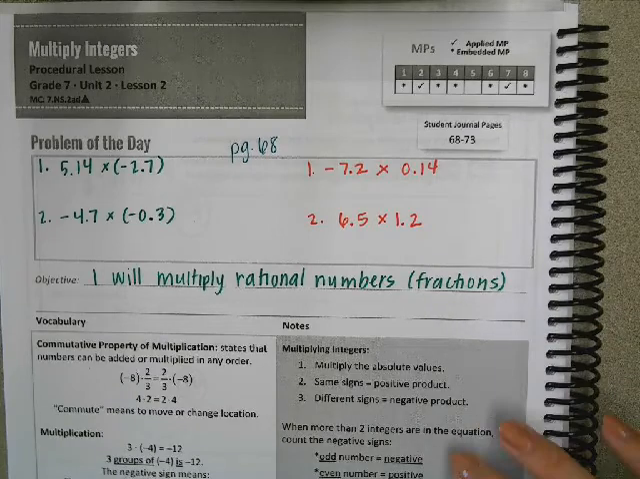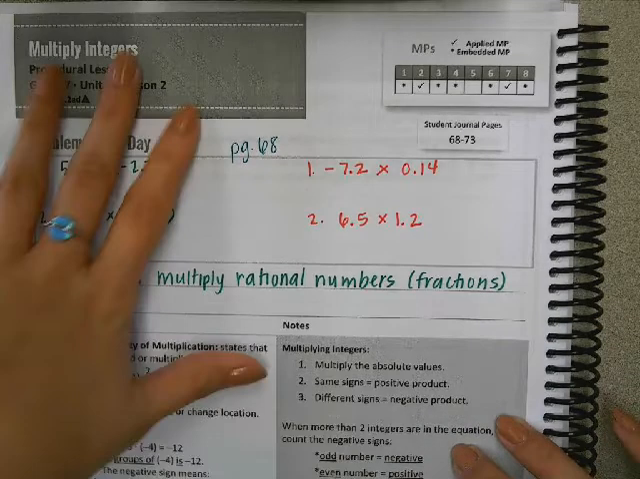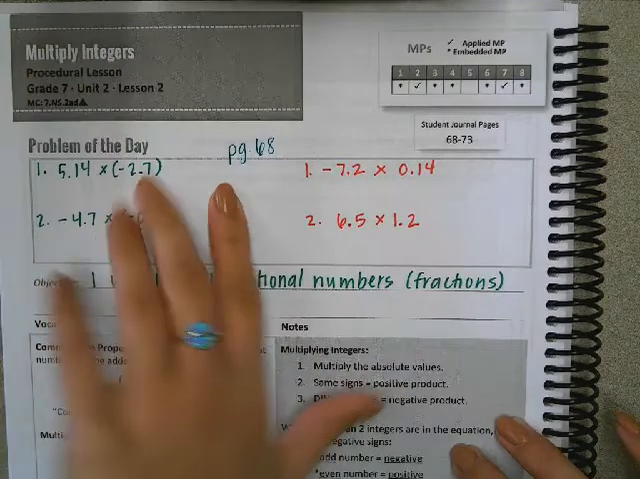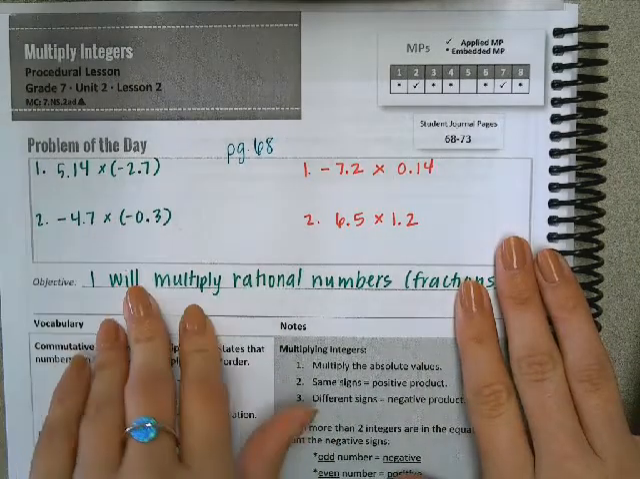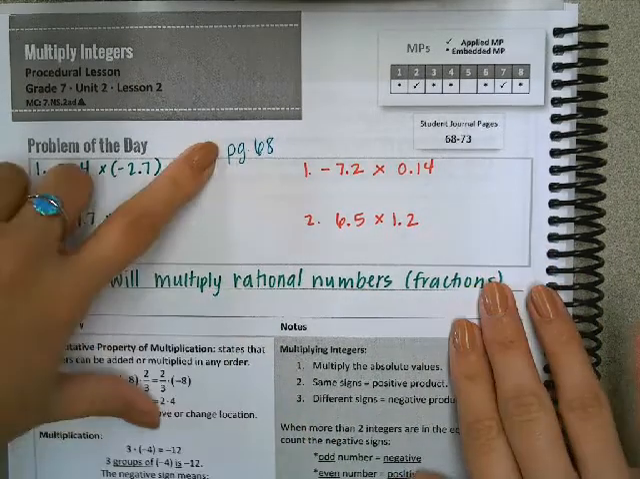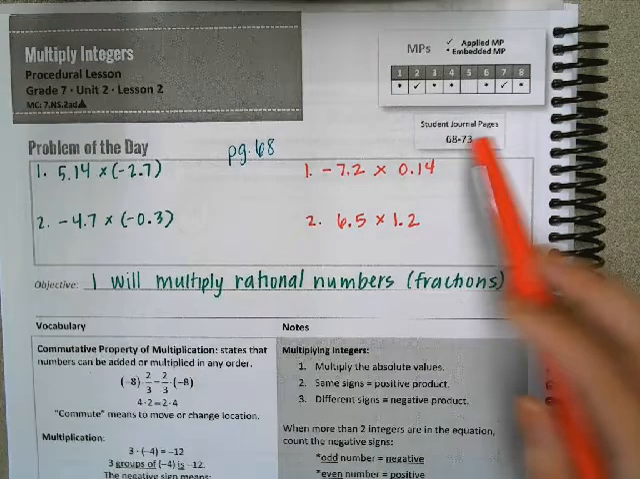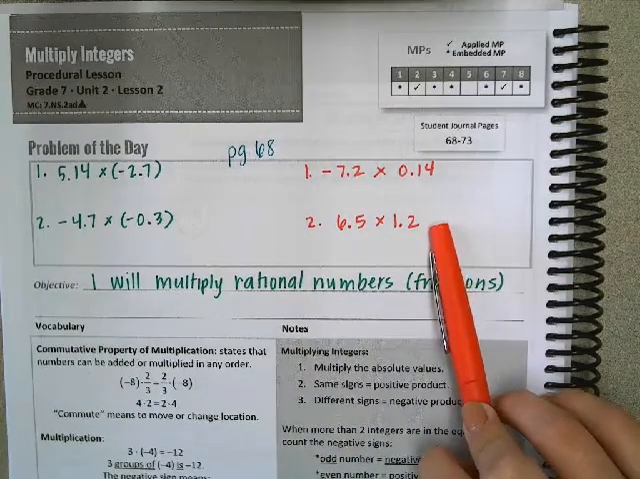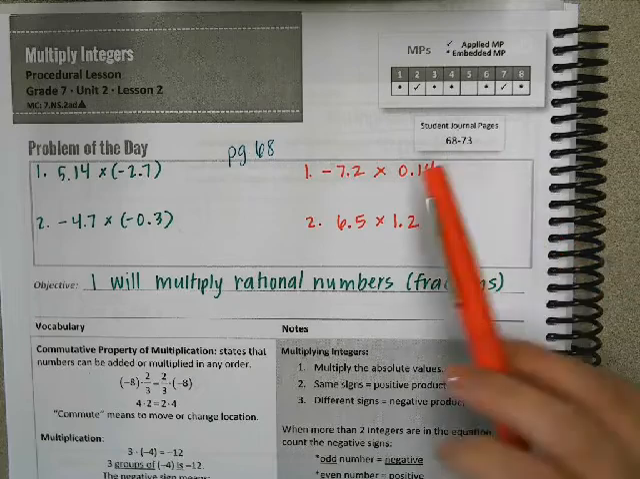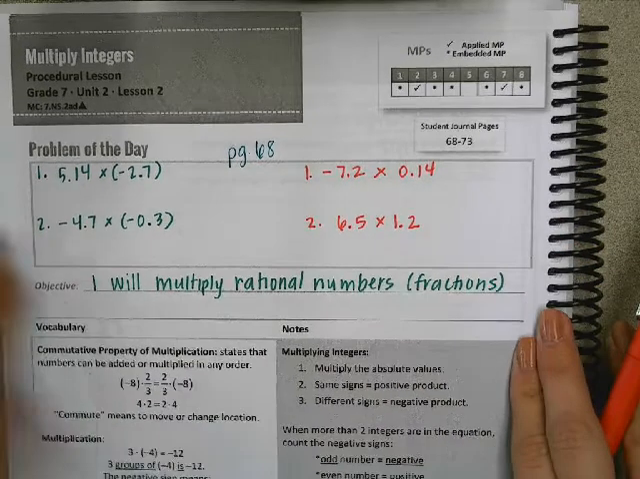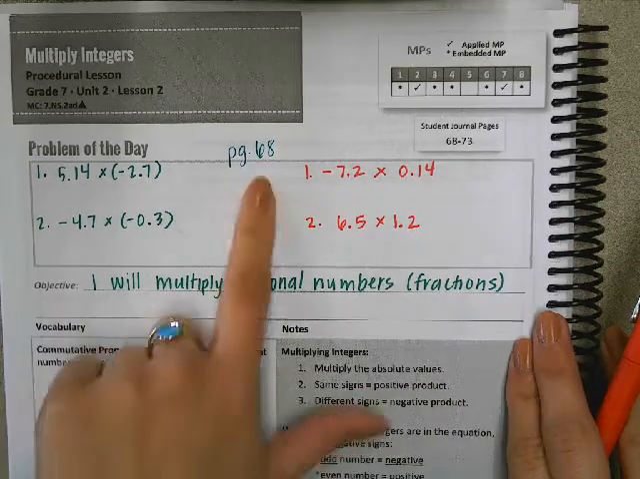Okay, so we're going to wrap up lesson 3. I know we're on page 68, but we skipped this page, so we're just going to use it for the problem of the day and the objective. So we're going to write this down on page 68. I'm going to do 2 examples of just multiplying rational numbers or decimals with positive and negative integers. And then you're going to do the 2 problems and write down the objective on page 68.